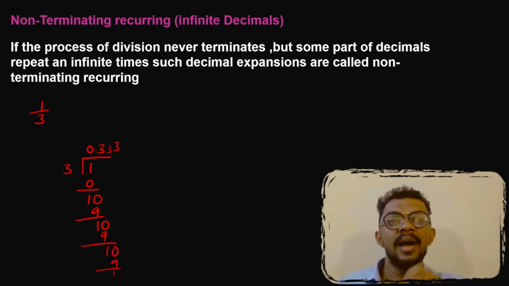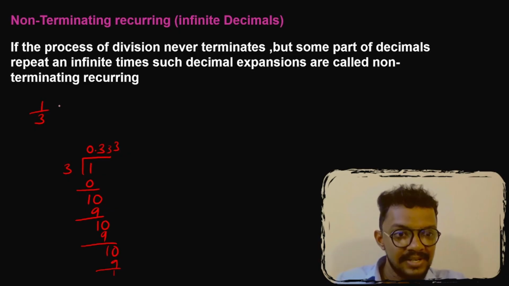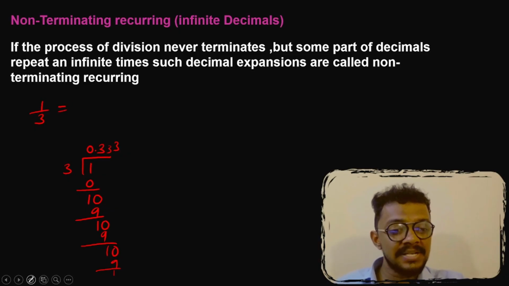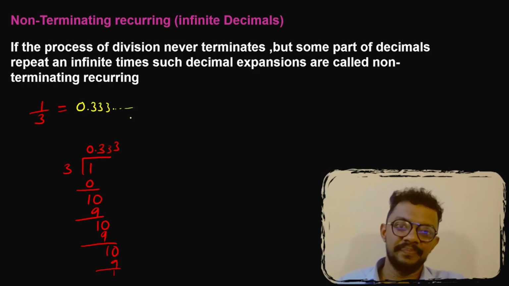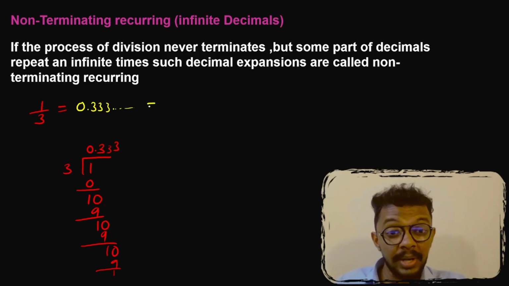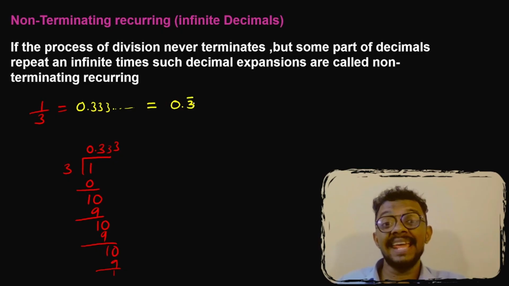This is an example of non-terminating but repeating. So look, the decimal expansion of 1 by 3 is basically 0.3333, etc. And one more thing, here 3 is repeating, right? The digit 3 is repeating. This is also represented as 0.3 bar. And what does this mean? The 3 is repeating.